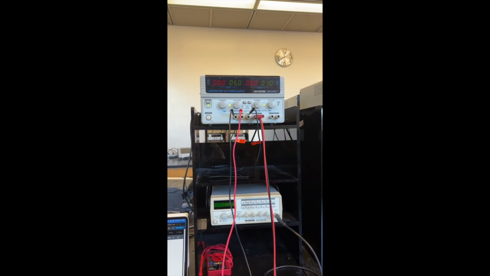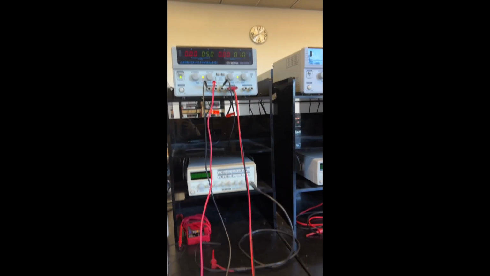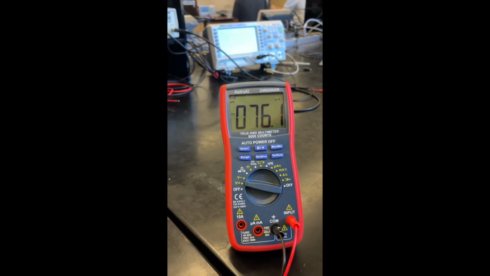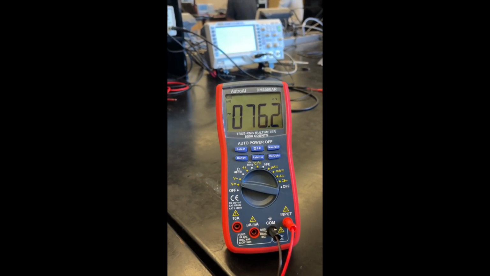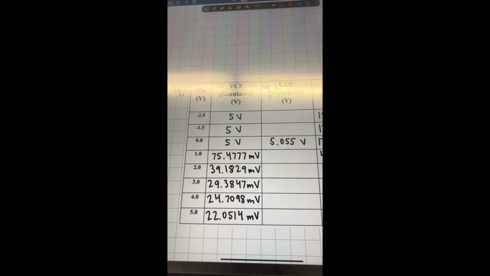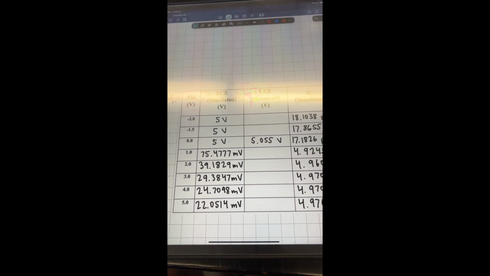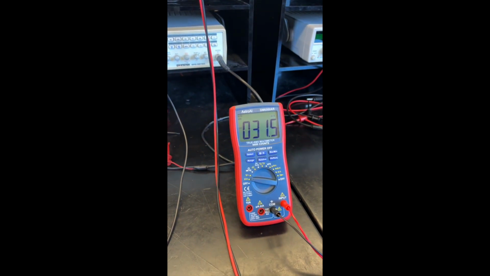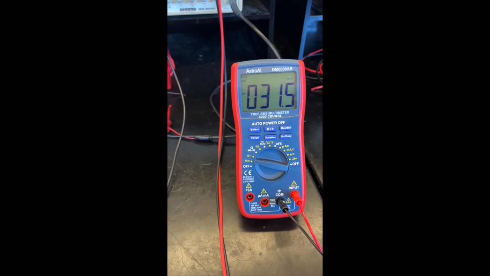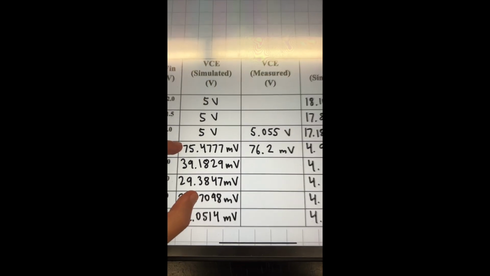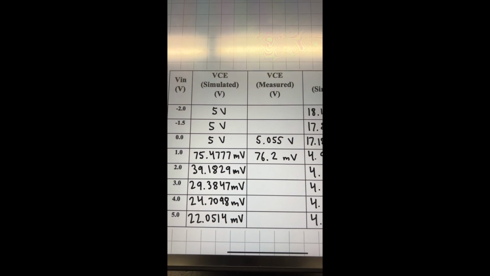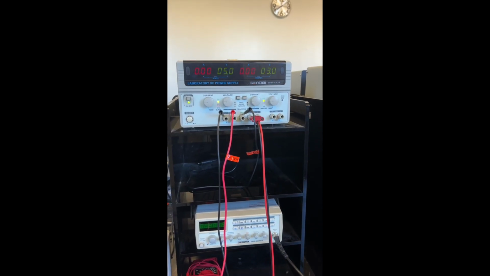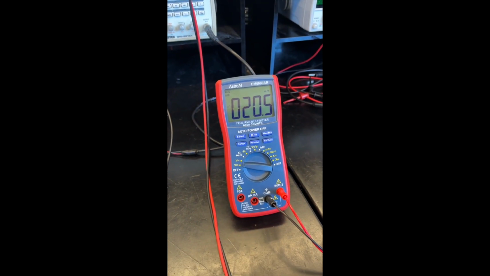All right, now when my VN to my base leg is 1 volt, I'm getting a voltage of 76.2 millivolts. And my simulated was 75.47 millivolts. All right, now for a VN of 2 volts, I'm getting a voltage reading of 31.5 millivolts, and my simulated was 39.1829 millivolts.